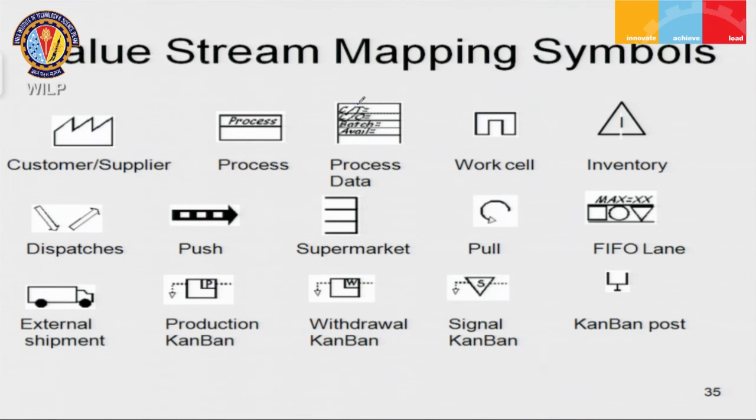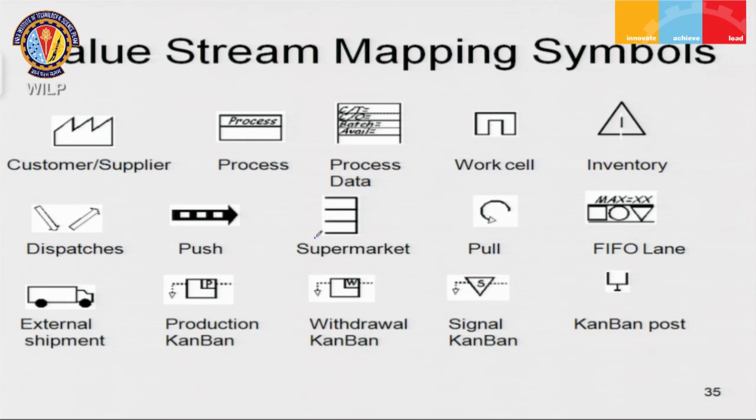This is the data of the process which I talked about, which includes cycle time, changeover time, uptime, and so on and so forth, and this is generally placed before the process block. A machine cell, a work cell is generally depicted in this manner. Inventory is an upright triangle. Dispatches, outbound dispatches, are in the form of arrows such as this. Now a broken arrow is used to denote push. When you are producing products using the push method of scheduling, you will tend to show this, and again we will see this when we take a look at an example.